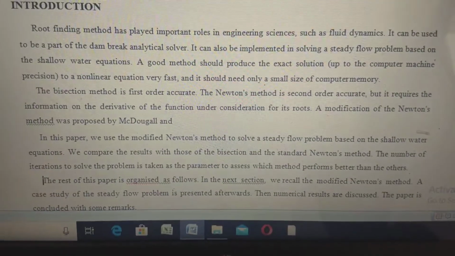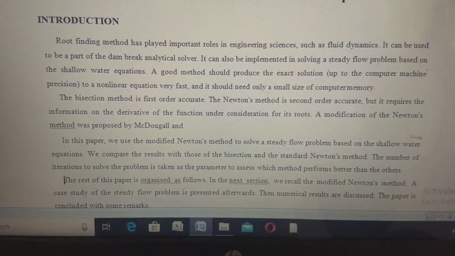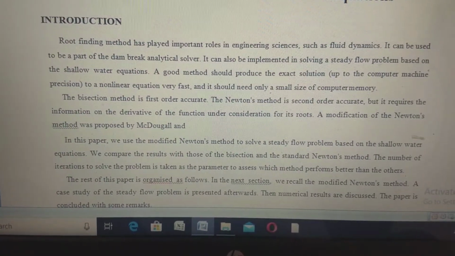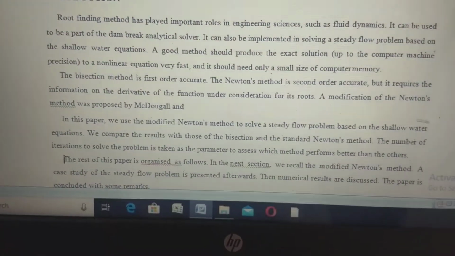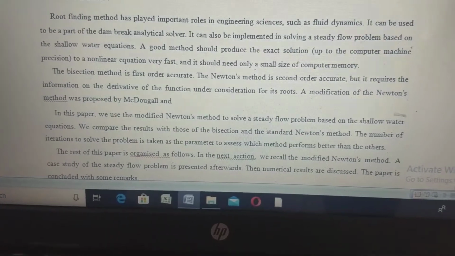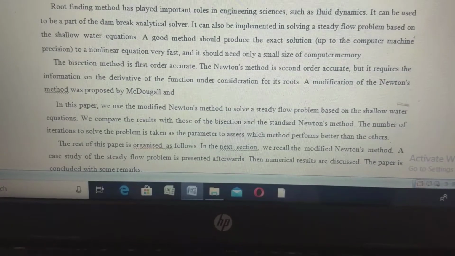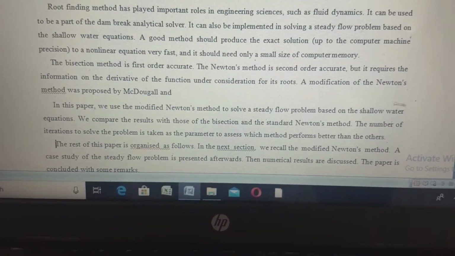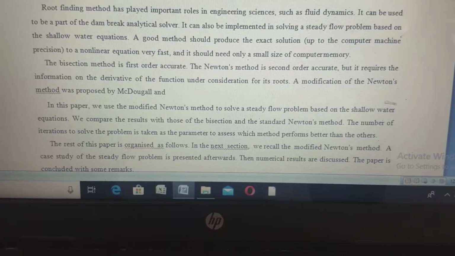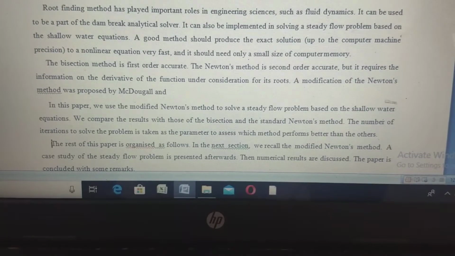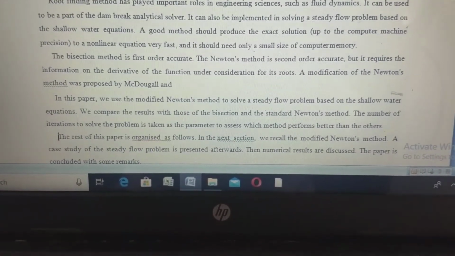A good method should approximate the exact solution to a nonlinear equation very fast, and it should need only a small size of computer memory. The bisection method is first order accurate. The Newton's method is second order accurate, but it requires the information on the derivative of the function under consideration for its roots. A modification of the Newton's method was proposed by McDowell.